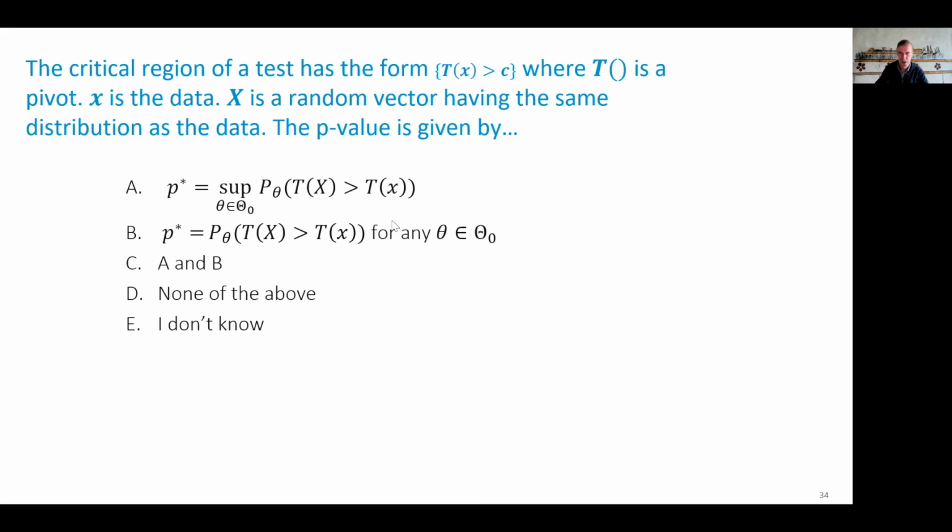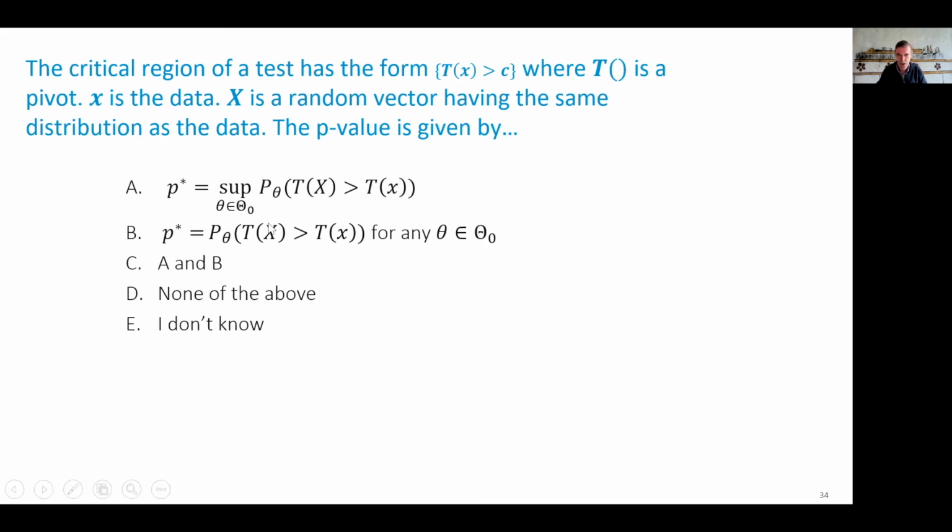I'll close the poll in a few seconds. And the correct answer is A and B. Well, B is the definition because it's a pivot, so the distribution does not depend on theta. And therefore, because it's true for any theta, then it's true also for the supremum here.